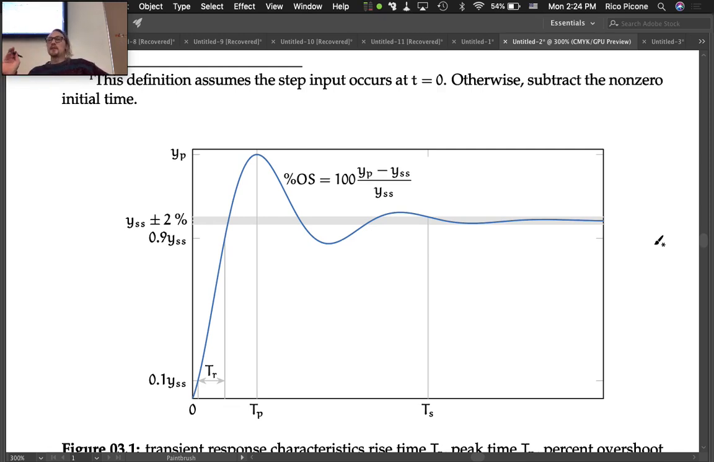But the rise time would still be defined. So that's one case in which the rise time is better than the peak time, but usually the peak time and the rise time are used kind of interchangeably as a metric. There are some instances where peak time is interesting in and of itself, as opposed to the rise time, but it's very rare.